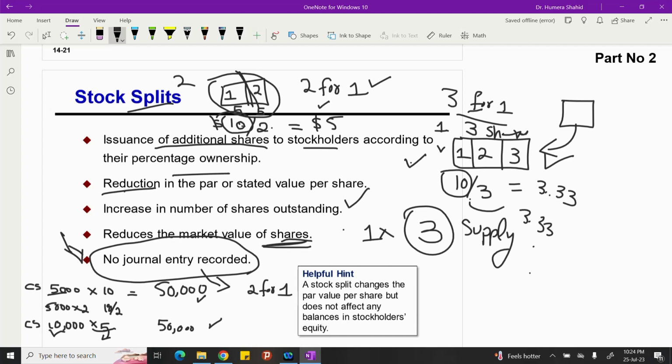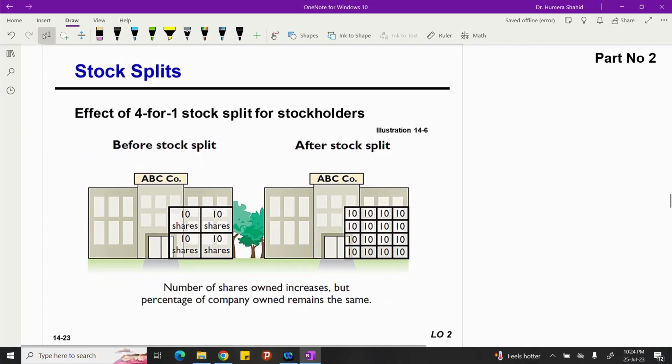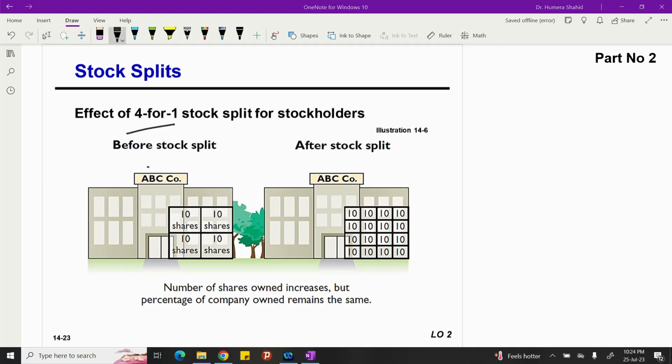So when there is no change in the common stock, then there is no need to pass any journal entry. It's just a composition of common stock which is changing. So this is the basic definition of stock split. Here is an example of a 4-for-1 stock split.